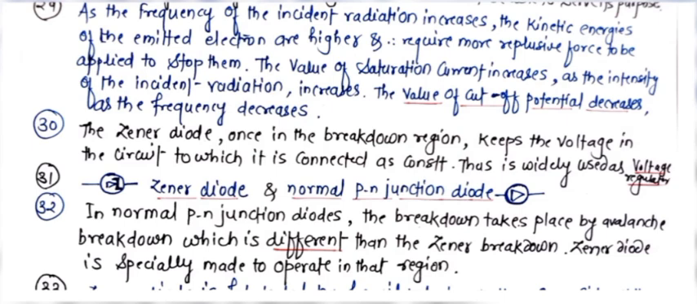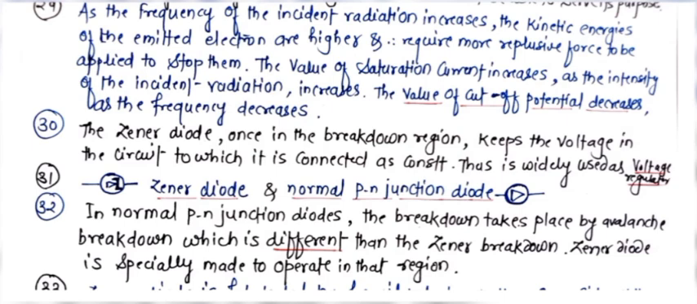A Zener diode, once in the breakdown region, keeps the voltage in the circuit to which it is connected constant, thus is widely used as a voltage regulator. The symbols of Zener diode and normal PN junction diode.